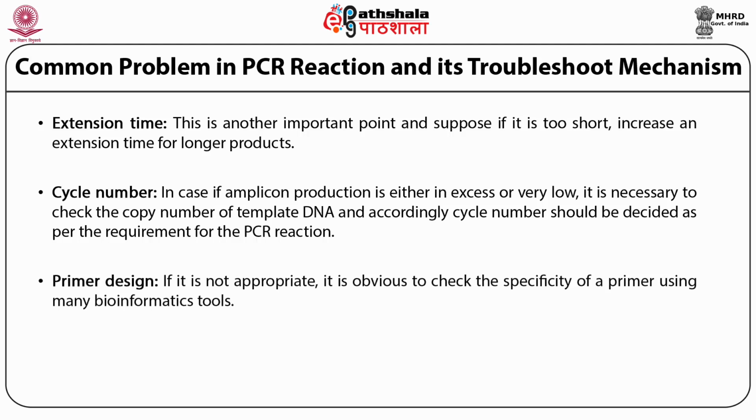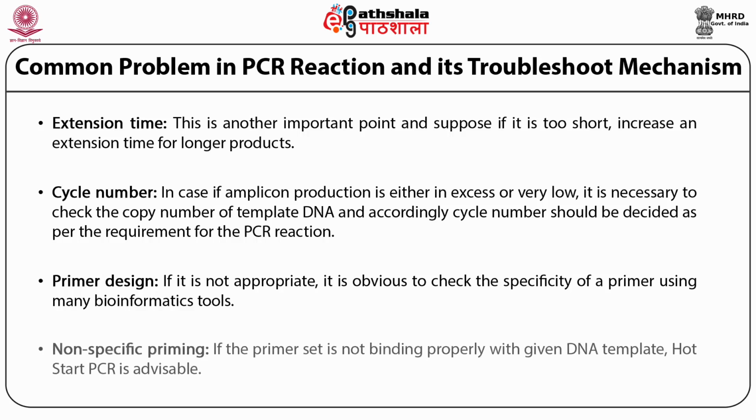The primer designing, as I already explained to you, can be done with the help of bioinformatic tools, or if not, you can also do it manually, but make sure you keep in mind the primer length, GC-rich content, annealing temperature, and inhibition of the primer dimer. Come to the last point, that is non-specific priming. If the primer set is not binding properly with the given DNA, sometimes hot start PCR is advisable. So these are the different troubleshooting points during the PCR.